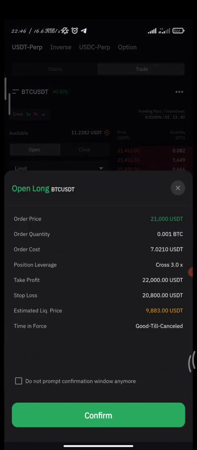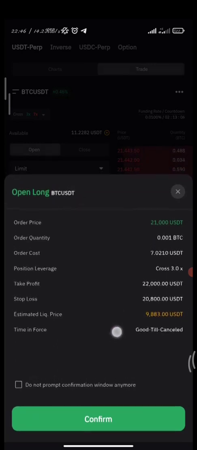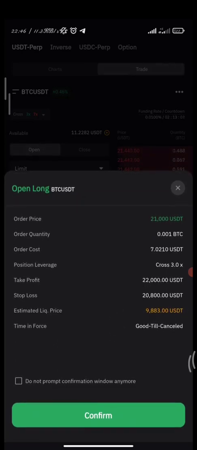You can see 21 USDT. I'm using cross 3x. Now, what's my liquidation price? You can see my liquidation price to be 9,883. I hope you are getting my message. This estimated liquidation price is telling us that my $11.2 can be wiped out totally, I'm going to get liquidated, only when BTC comes to this price here, which is 9,883. So I can just confirm.